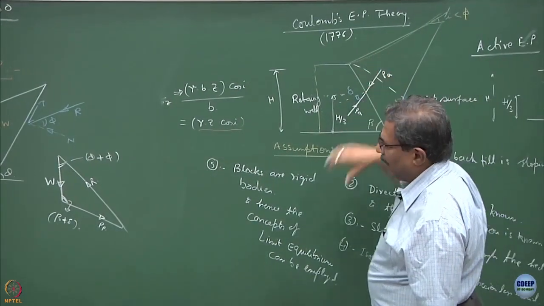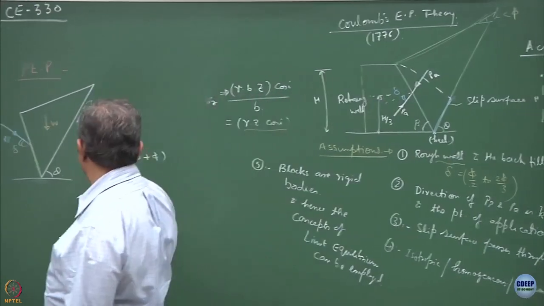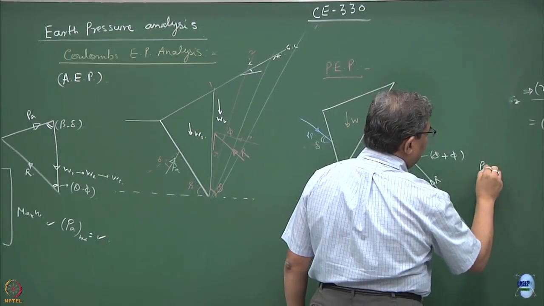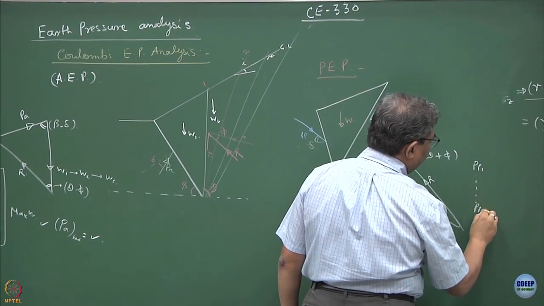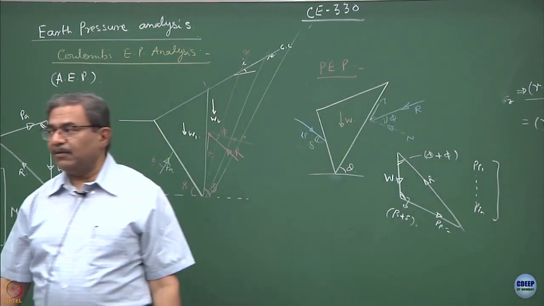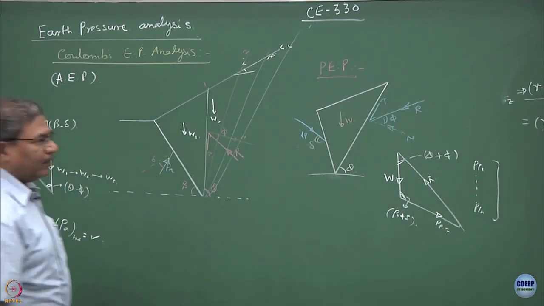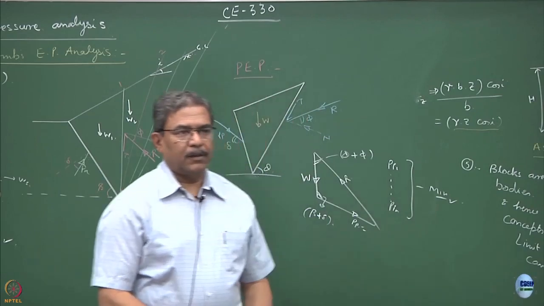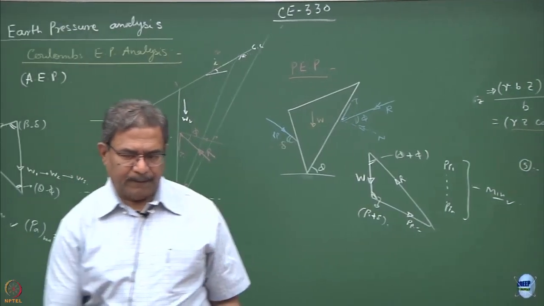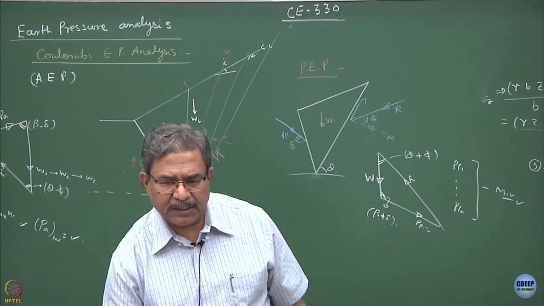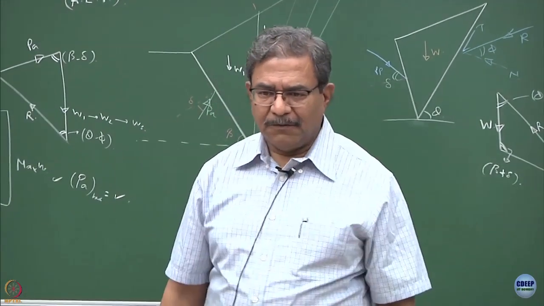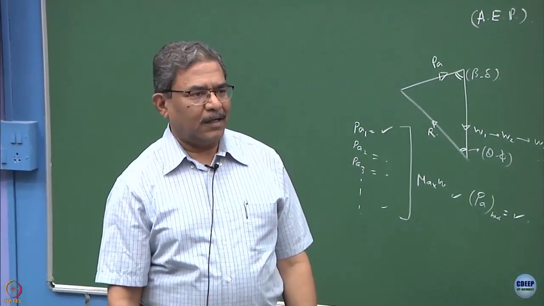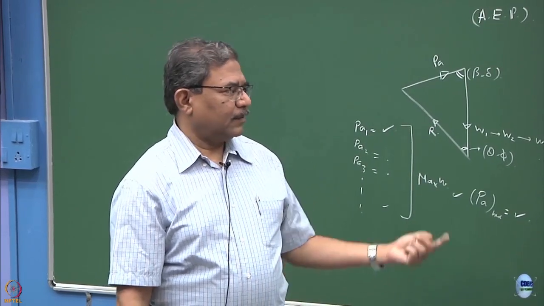So, I hope you have understood now how the situation would be. Now you compute the PP value. Here you compute PP1, PP2, PPn, and what we need to do is find the minimum value of these. So, this is all about Coulomb's earth pressure theory. If you want to write the expressions, you can just see any book and write them.